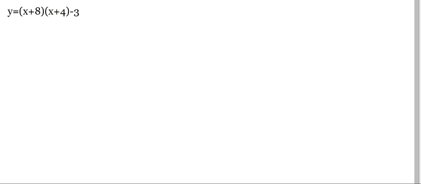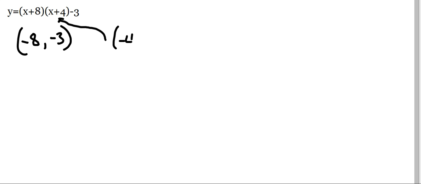It appears, for this one, that when I choose x as negative 8, that zeroes out the bracket, and I get negative 3. That's something important. When I look at these other interesting x values, when I choose a negative 4, it also means that this zeroes out, and that zeroes out, and we get a negative 3.